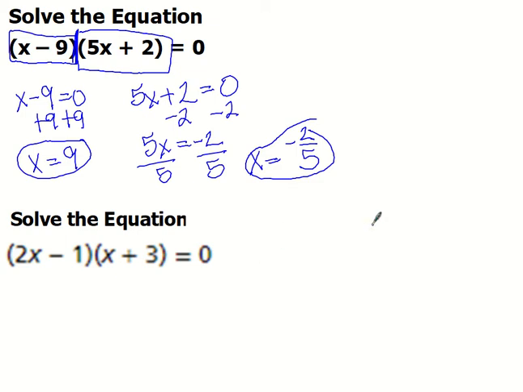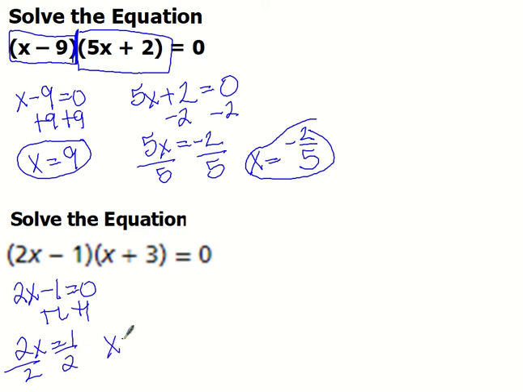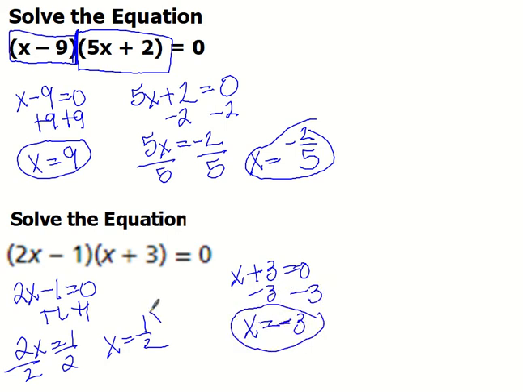So maybe pause and try this one and see how you do to see if you get the same answers I do. Okay. All right. So 2x minus 1 equals 0. Add 1. 2x equals 1. Divide by 2. We get x equals 1/2. That's a really weird 2, but that's okay. x plus 3 equals 0. Minus 3. We get x equals negative 3. And there's my two answers. It means there's two solutions, and it crosses the x-axis in two places. There they are.